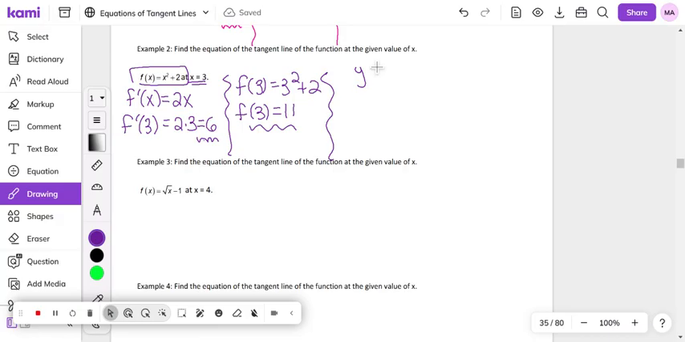Here we go with y equals mx plus b. We're going to drop our slope in here. Our x value goes in for x, obviously. 11 goes in for y. And we just have to calculate b. So 11 equals 18 plus b, subtract the 18, we find out that our b value is negative 7, making our equation for the tangent line at x equals 3, y equals 6x minus 7.